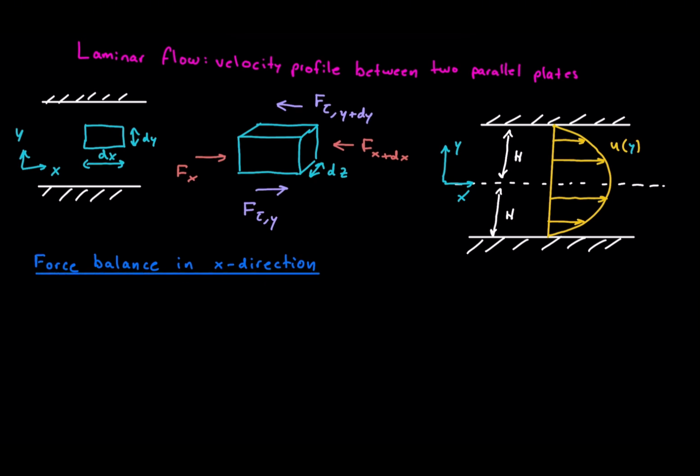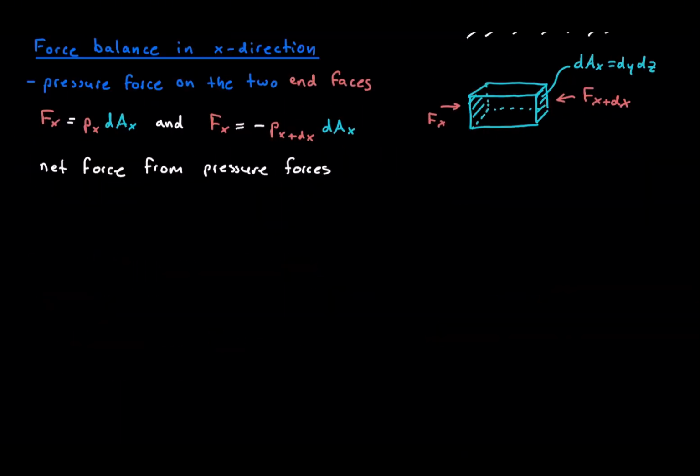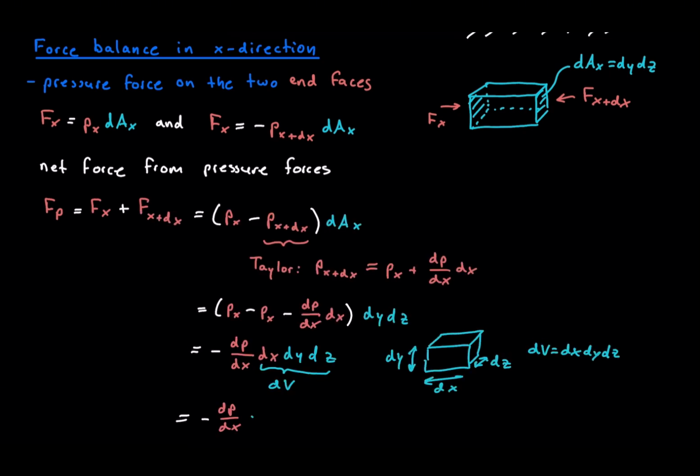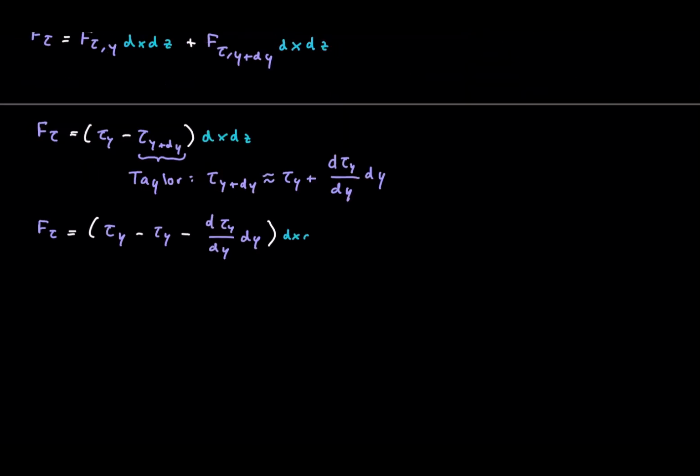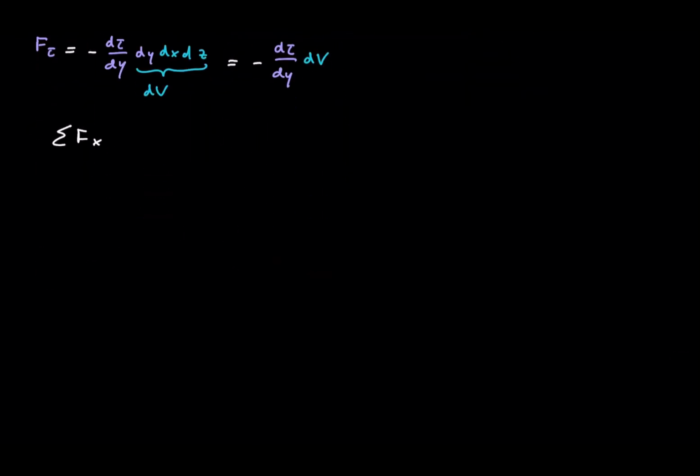There are three contributions: pressure forces acting on the faces at x and x plus dx, shear stresses acting on the top and bottom faces at y and y plus dy. Gravity does not contribute in x, so we ignore it here. Write the pressure force difference. Expand the pressure at x plus dx using a Taylor expansion. Then write the shear force difference using the shear stress gradient in y. Set the sum of forces equal to 0, because the flow is fully developed and acceleration is 0.